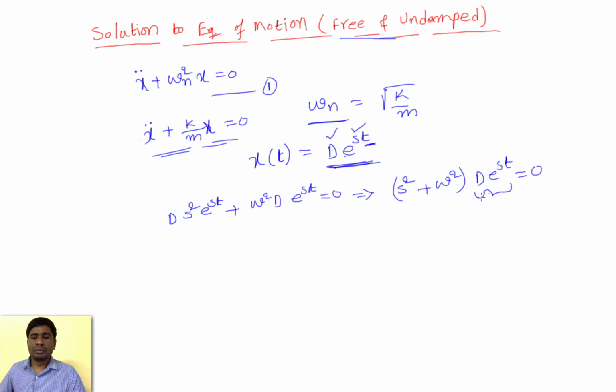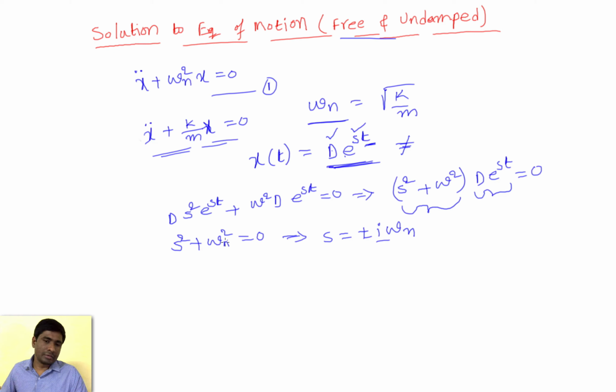So either this should become 0 or this should become 0. But if D into e power st becomes 0, then automatically it will give the trivial solution, that means a zero solution for this one. But that is not the case we wanted. We want a non-trivial solution. For a non-trivial solution to exist, this coefficient should be 0. That means s square plus omega n square equal to 0. Then from this we can write s equal to plus or minus i omega n. Why i, the complex? Because when omega n square comes here, it becomes minus 1, and square root of minus 1 is plus or minus i.